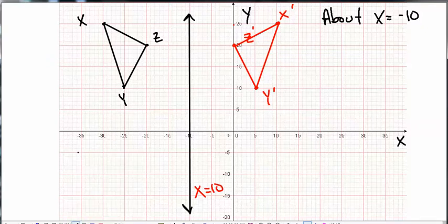Let's go about y equals 15. If we reflect it about y equals 15, well, isn't this going to be your line of reflection? Y equals 15? So look, the point Y is 5 units below it, isn't it? So where does this reflection have to be? 5 above it would be right here. So we'll call that Y double prime.